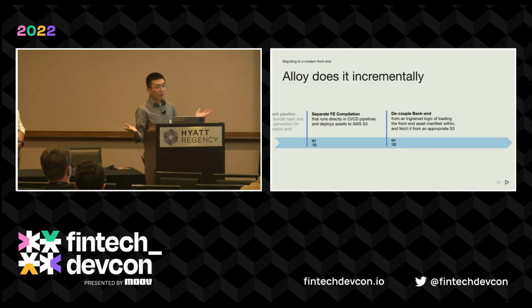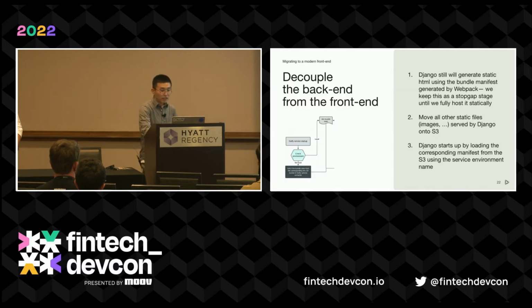Then next, having solved that, we needed to decouple it from the backend. How do we do that? It was one of the most ingrained pieces of logic, with static files served from Django and the front-end code referring to that. It was a hot mess. We also had to tell the Django service to serve the index HTML, and to fetch the corresponding manifest from the appropriate S3 bucket.